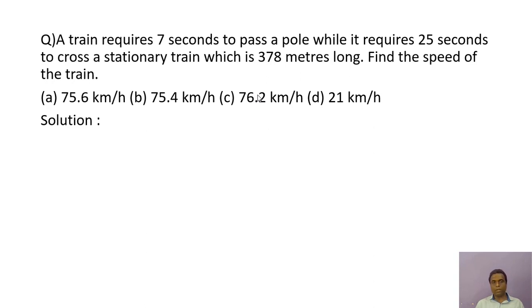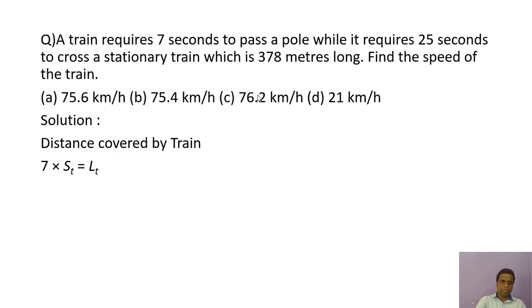When the train crosses an object without length, and in the next situation the train crosses an object with length. So now we will have to find the speed of the train. So let's see. First, it is 7 into St is equal to Lt, where St is the speed of the train. Okay.